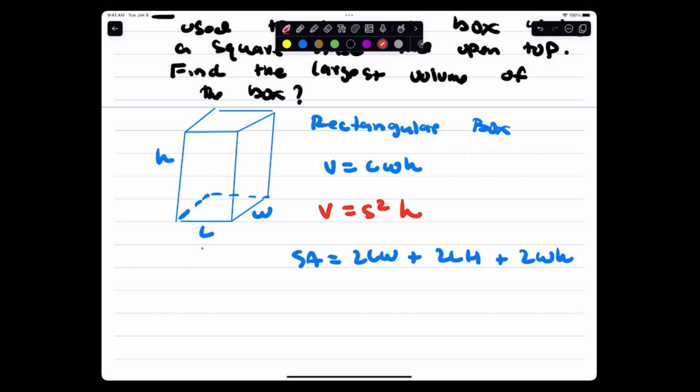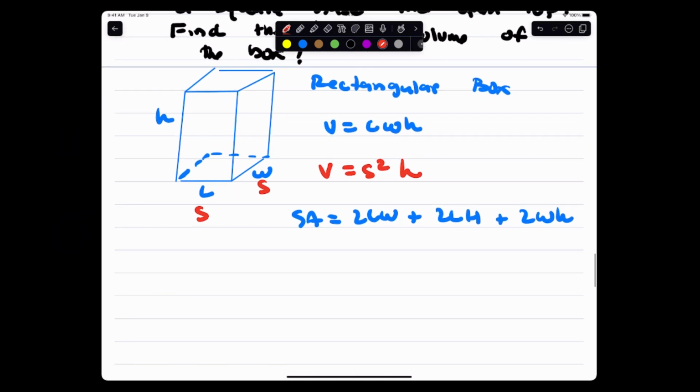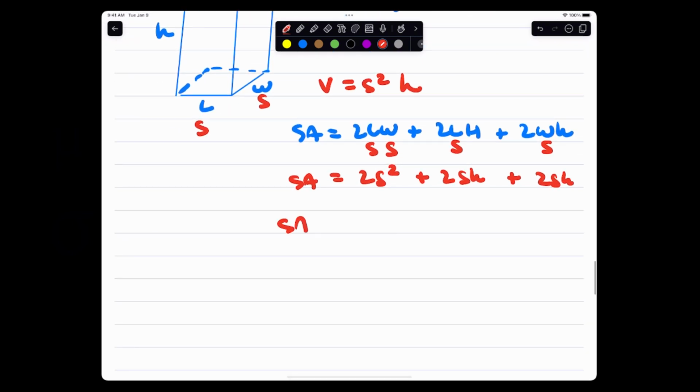And they said, oh, the base is square. Okay, so maybe that helps us. L is S and W is S. So my surface area formula in this case is 2S squared plus 2SH plus another 2SH, it looks like. All right, so the surface area is going to be 2S squared plus 4SH.